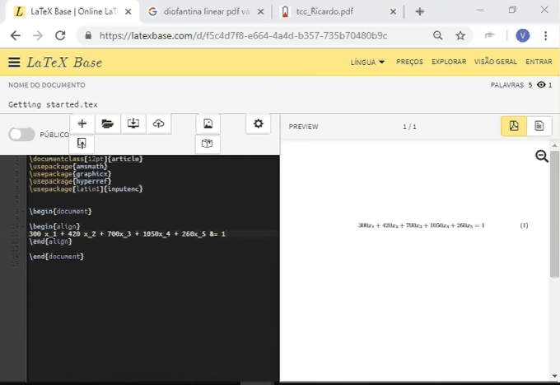Buenas noches! Today we're gonna study Diophantine equations, linear and with several variables, for English students at Brazil.